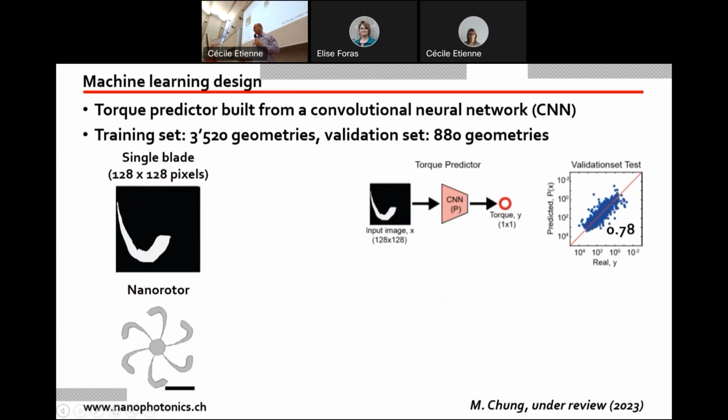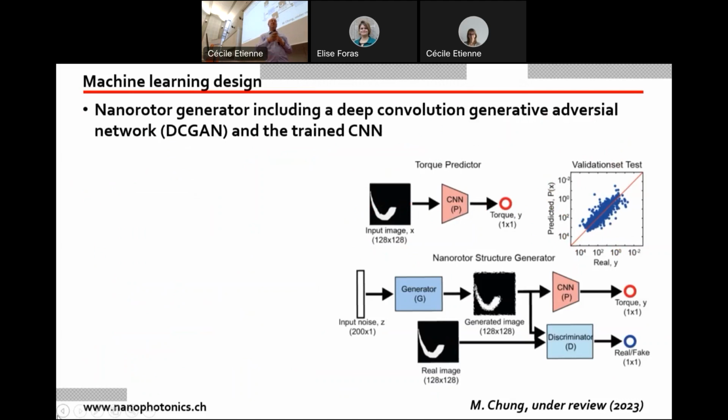So the agreement is decent, I would say, between the predicted torque, you give an image, it predicts the torque, and the real torque that you have here. So that was the first part of the machine learning. The second part was, of course, to come up with new geometries. And for that, we use this deep convolution generative adversarial network, which basically kind of takes, as far as I understand, some random noise, tries to make a new blade, and then tries to convince the engine that actually this is better than what it had seen previously.